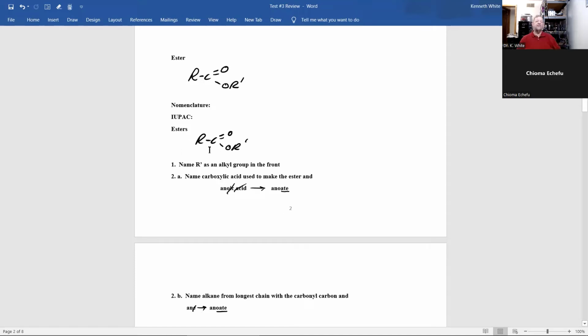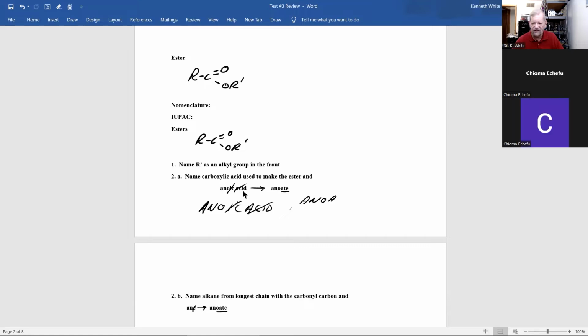And then there are two ways of doing the rest of the molecule. IUPAC: name the carboxylic acid you'd use to make that if R prime were H, and drop the IC and the word acid and add ATE. Again, drop the IC in the acid, and to that, add ATE. And that's how you name it.